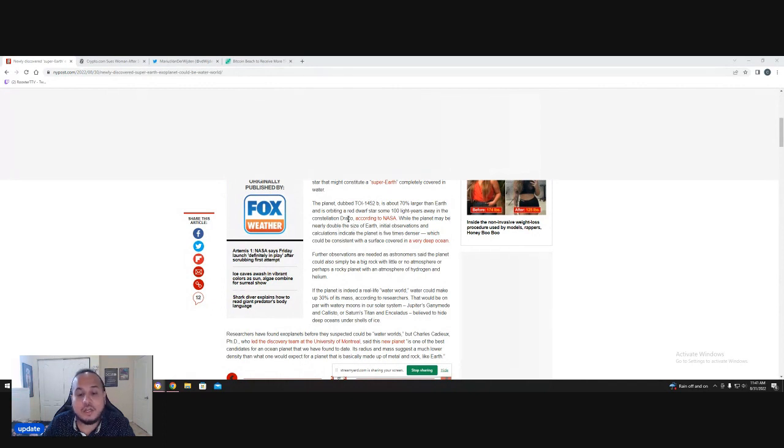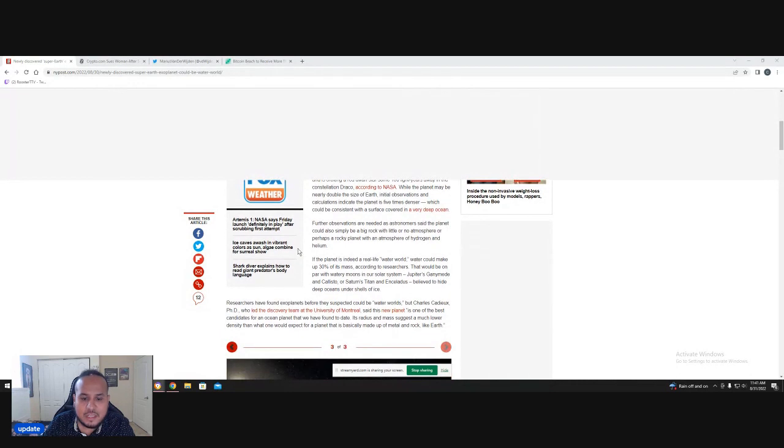the constellation Draco. According to NASA, while the planet may be nearly double the size of Earth, initial observations and calculations indicate that the planet is 5 times denser, which could be consistent with a surface covered in a very deep ocean. Further observation is needed, as astronomers said the planet could also simply be a big rock with little or no atmosphere, or perhaps a rocky planet with an atmosphere of hydrogen and helium.